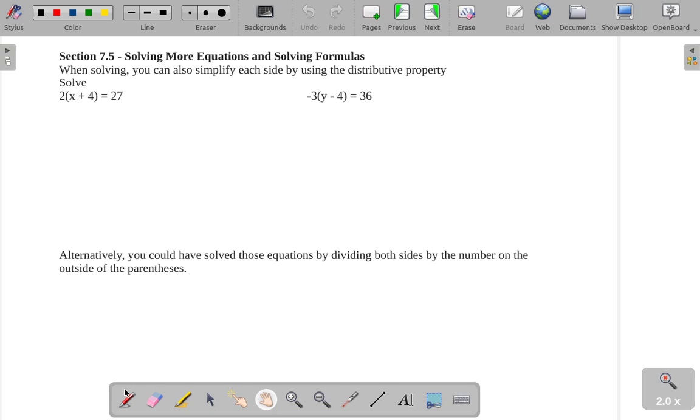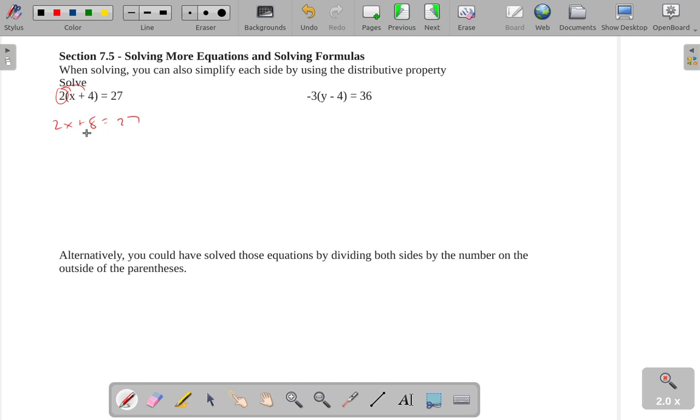When we're working with equations, all of the previous properties that we've seen for expressions still apply. So for instance, the distributive property still works. If we have 2 times parentheses x plus 4 equals 27, and I'm trying to solve this, one thing I can do is distribute my 2 through the parentheses, giving me 2x plus 8 equals 27. And then I could solve it as normal.